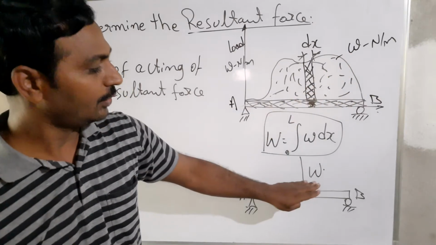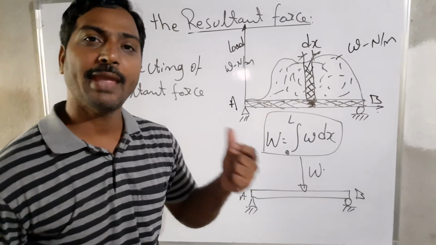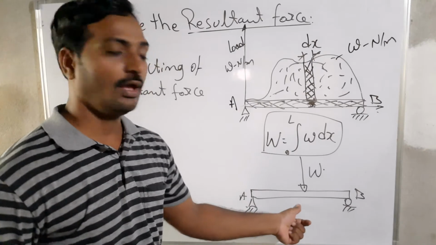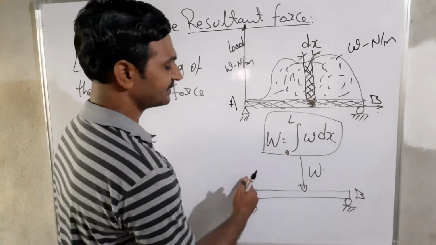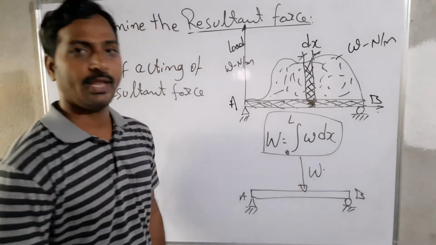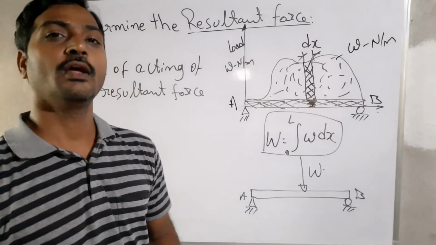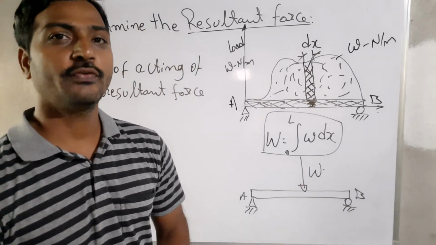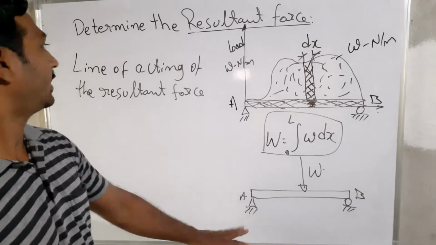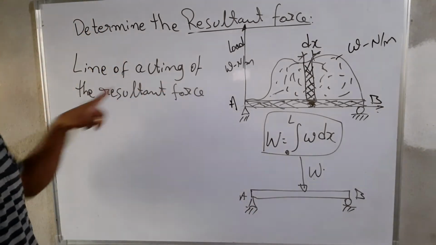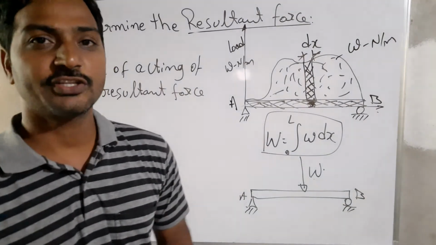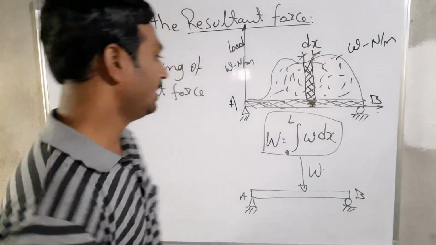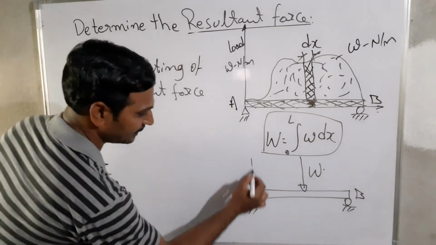Simply we converted it into a point load acting at a finite area on the beam. Now we need to find out the location of this W with respect to A or with respect to B. How could you calculate it? Here we are applying the first moment of inertia. That is going to give the line of action of the resultant force that we need to calculate. We take the moments with respect to this point.